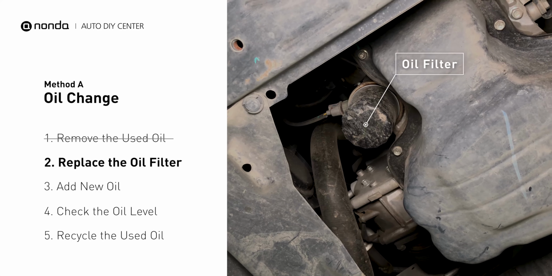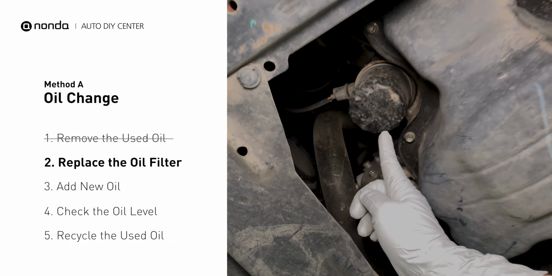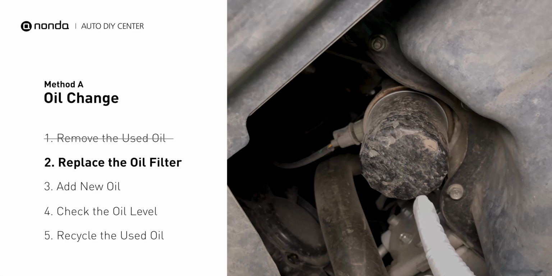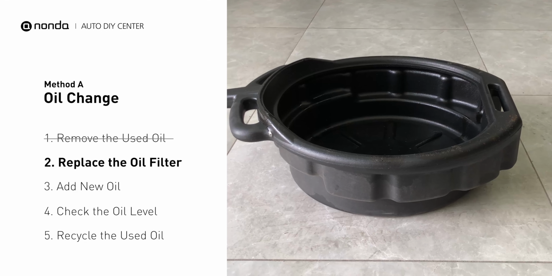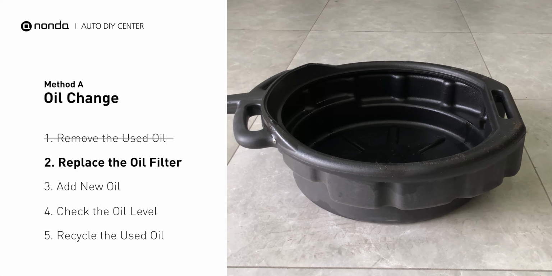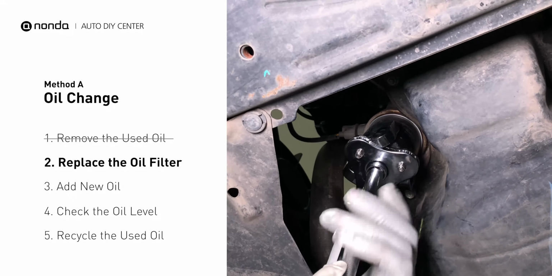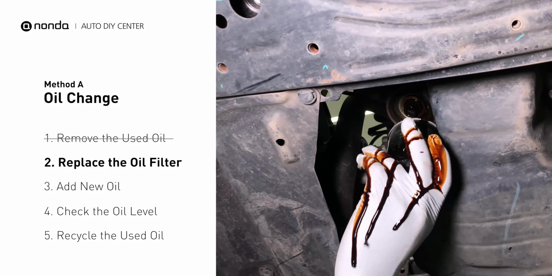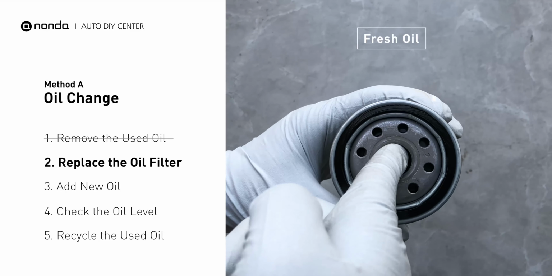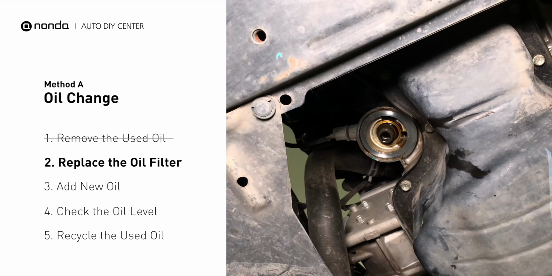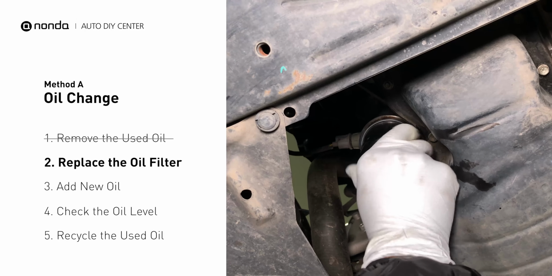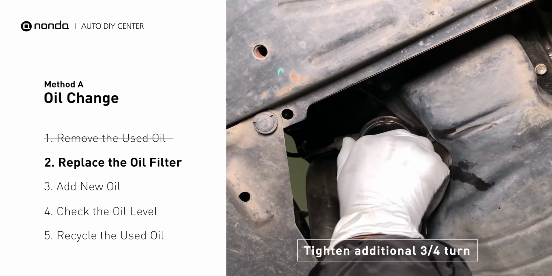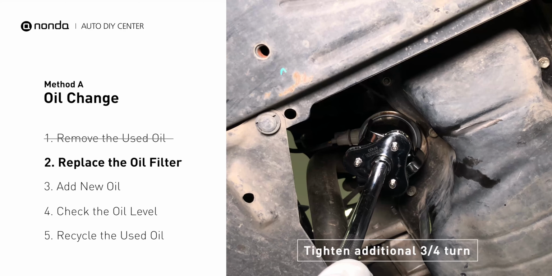The oil filter is usually located beside the oil pan, or under the hood of your vehicle near the engine. Place the collection pan under the filter. There would be oil in the filter itself that could be hot, so it is important that the oil goes into the collection pan. Spread a bit of fresh oil evenly on the new filter's gasket. Then install the new oil filter. Tighten the filter an additional 3/4 of a turn. Be sure not to over-tighten.